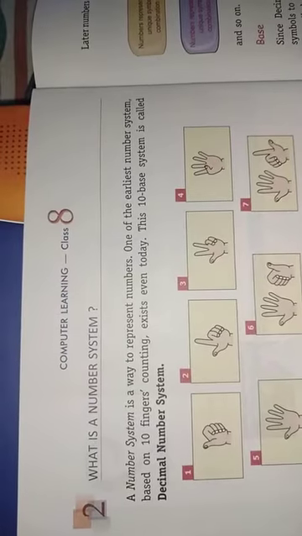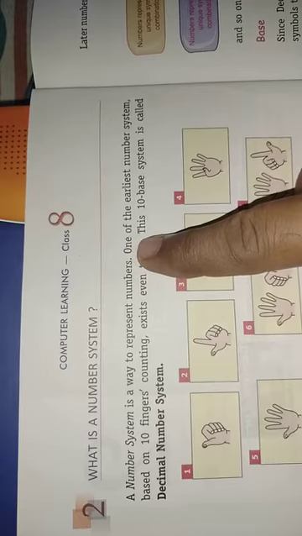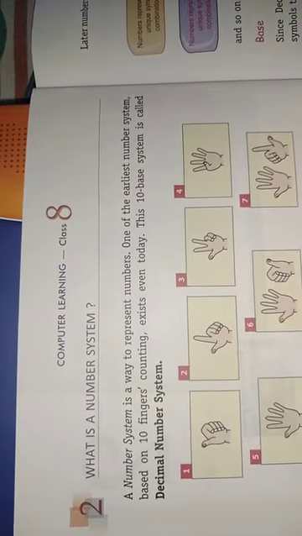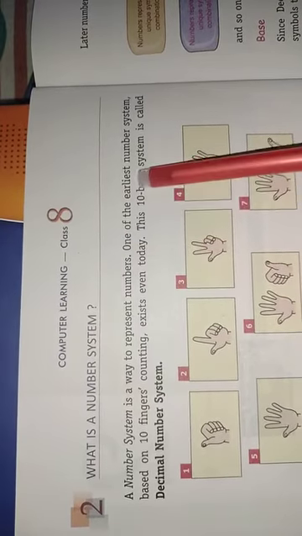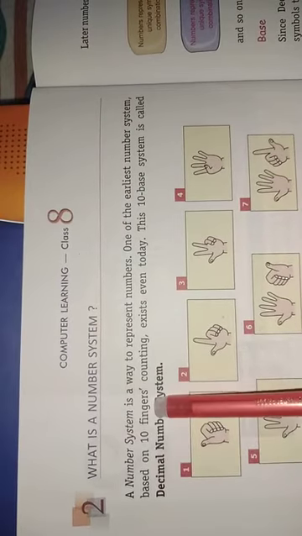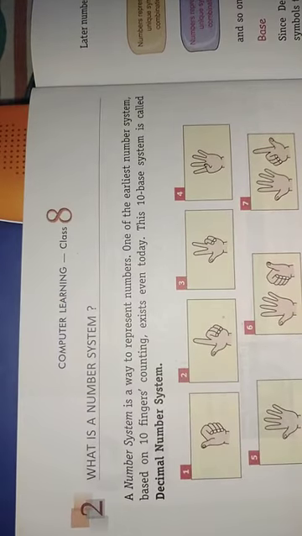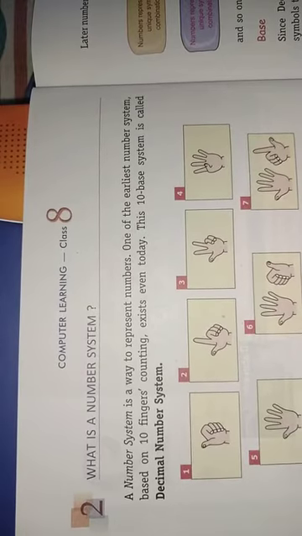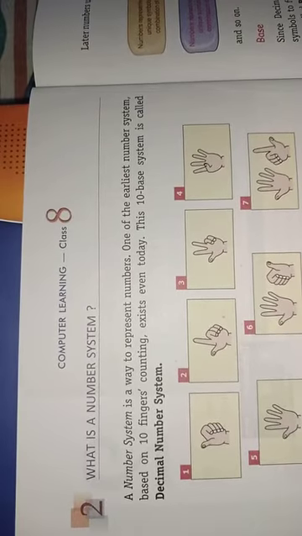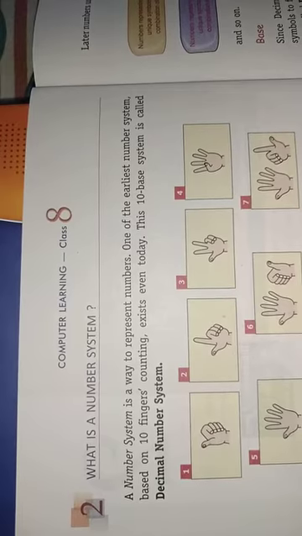First question is, what is number system? A number system is a way to represent numbers. One of the earliest number systems is based on 10 fingers, that is 1, 2, 3, 4, and so on. A decimal number system contains 0 to 9. And in binary number system, there are only two digits, 0 and 1.